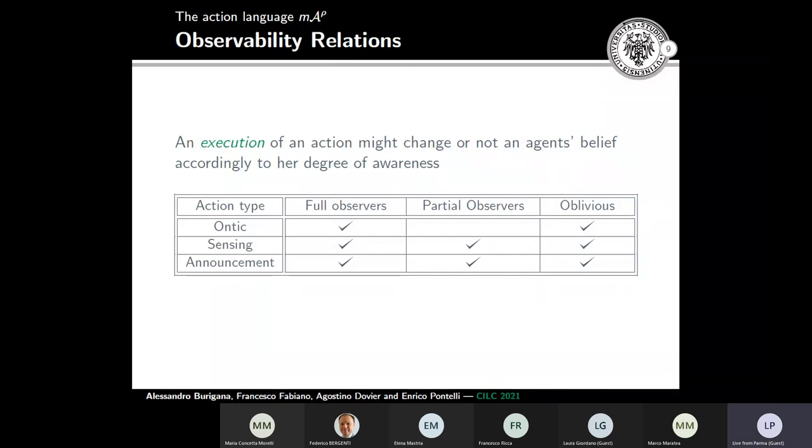In this scenario, then, Lucy is a partially observant agent since she's witnessing Charlie looking inside the box, but she's not aware of what's actually inside the box, if it's heads or tails. So she's partially aware, meaning that she is not aware of the effects of the outcomes of the action. And since Snoopy now is not attentive, he is an oblivious agent. So he is not aware of the action actually taking place. So we have 3 degrees of observability.